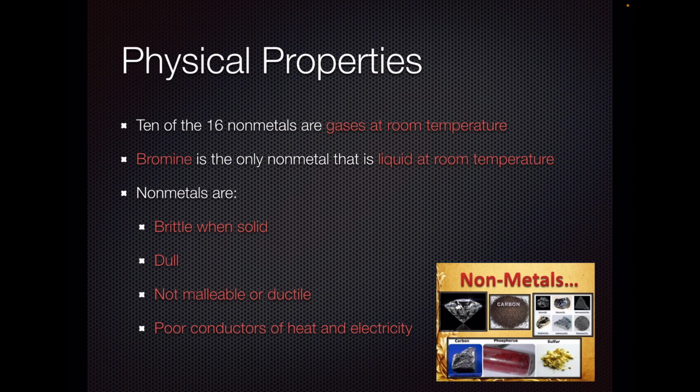So 10 of the 16 are gases at room temperature, meaning that they are in gas form when they are not heated or cooled. Bromine is the only nonmetal that's a liquid at room temperature. Nonmetals tend to be brittle when they're solid, which means that they're going to break really easily. They're dull, so they're not very shiny, right? They're just kind of dull or matte. They're not malleable or ductile, so they can't be formed into different shapes or pulled out into wires. And they are poor conductors of heat and electricity.